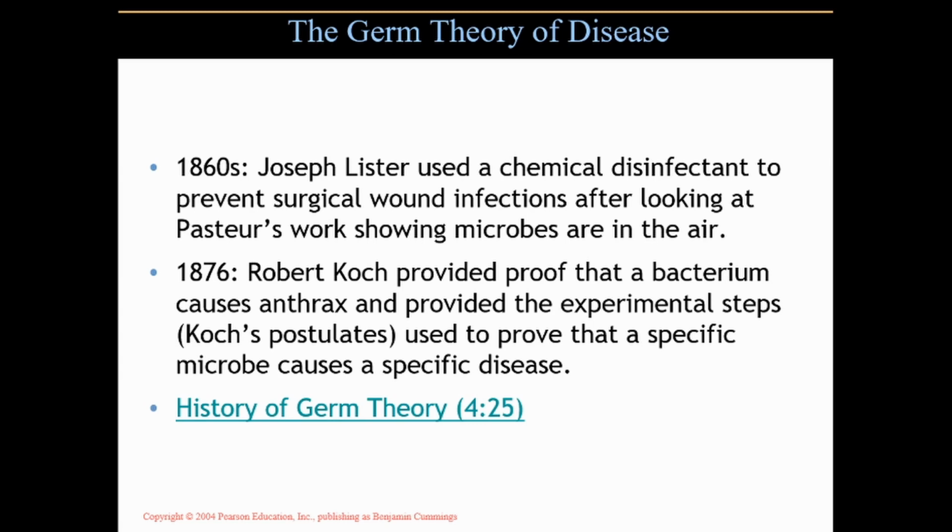1876, another giant in microbiology, Robert Koch, provided proof that a bacterium causes anthrax and provided the experimental steps, which are called Koch's postulates, to prove that a specific microbe causes a specific disease. So it's not just any bacterium causing a wide array of diseases. In many cases, it's one microbe, one bacterium causing this particular disease.